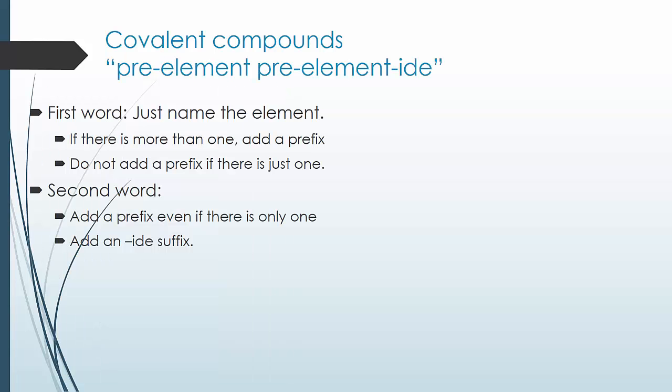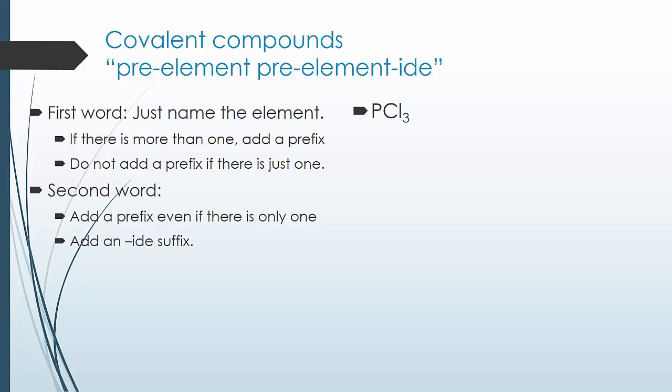For covalent compounds, you are simply going to name the species, put the prefix on them as appropriate. In the first word, you'll use the prefix only if you have more than one. For the second word, you're going to add the prefix regardless of the number, even if there's only one. You then can add an IDE ending suffix to the second word. Give these each a shot in between me just telling you the answers.